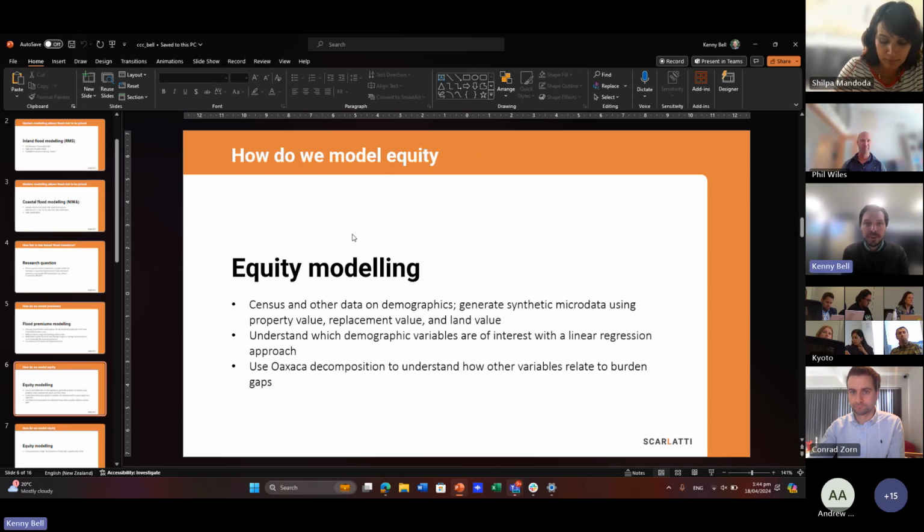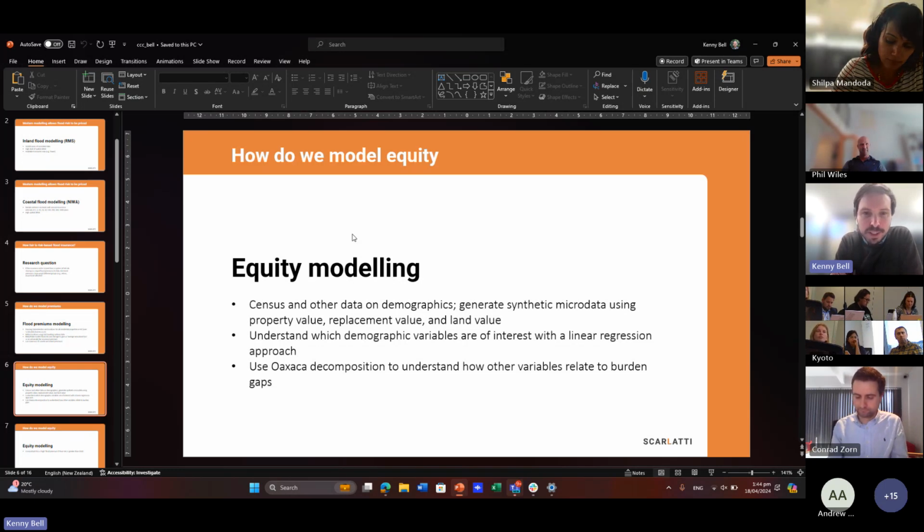So how do we do the equity bit? The goal is to figure out what types of people live in every house. That data are not available in any way. So what we have to do is take census data on demographics and income, things like that, and try and generate synthetic microdata, which roughly represents the distribution of those variables across space. I won't talk about how we do that, but it is important that you do that. You can't just use the group averages and expect to get a good result.